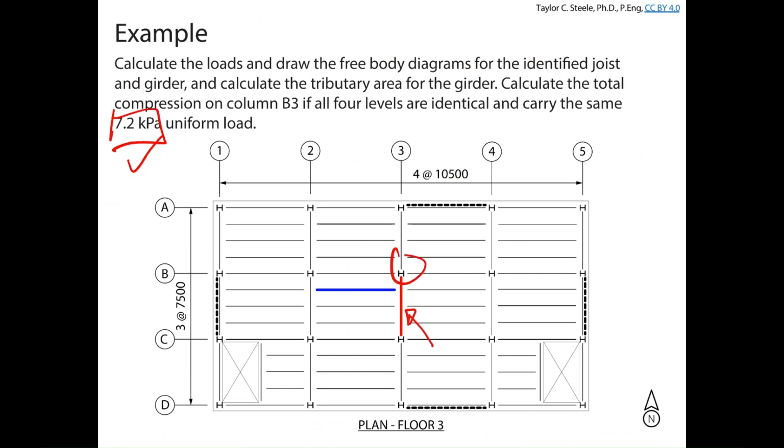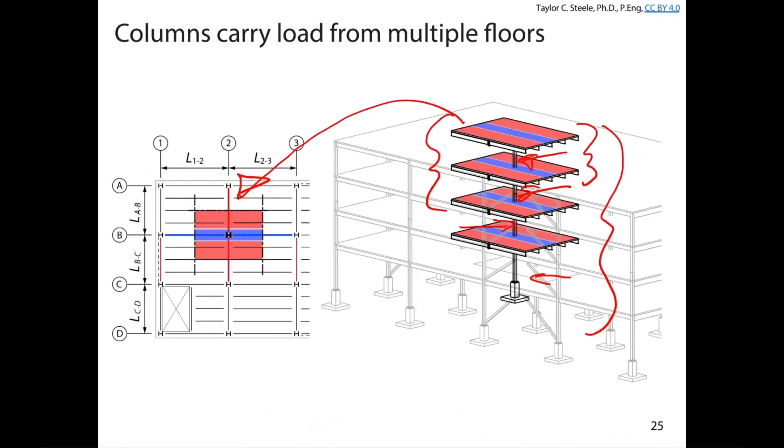Okay, so if we go back to this slide, we can see, okay, this is pretty similar. We've got column B2, it's over here. B3 is going to have a similar tributary area. We can calculate the tributary area for that column, and we can figure out how much load the 7.2 kPa pressure adds to the column at each floor level. We're going to have 7.2 times the tributary area at the top, at the 3rd floor, at the 2nd floor, and at the 1st floor, and the column has to support all of that load.